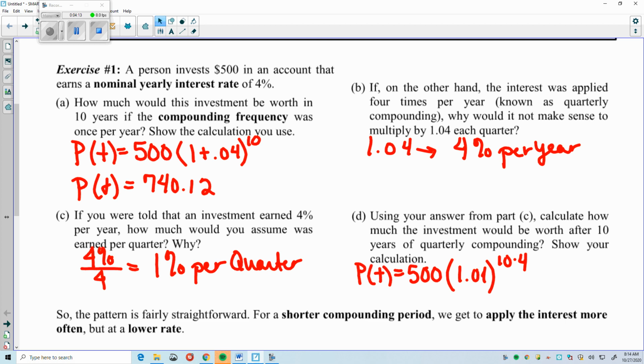If we were to multiply this out, plug this in, our total investment would turn out to be about $744.43. Notice the difference from our first answer. Nothing huge, but if you had either a bigger percent or you did this over a longer period of time, you would actually earn more money if it was compounded 4 times a year rather than only once.